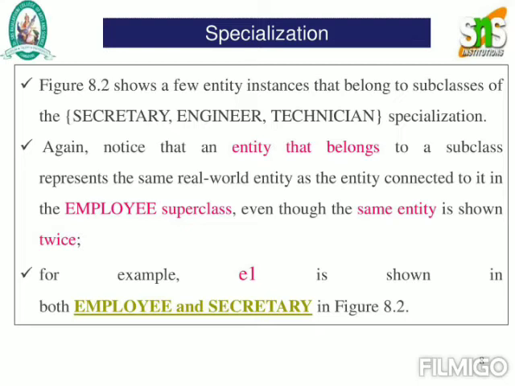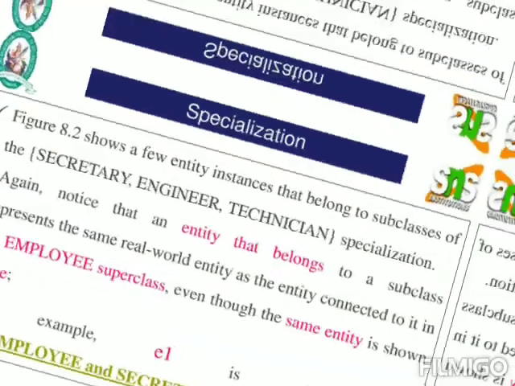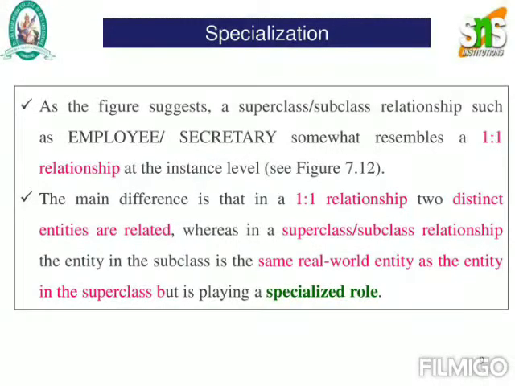The figure also suggests that the superclass/subclass relationship, such as employee/secretary, somewhat resembles a one-to-one relationship. The main difference is that in a one-to-one relationship, two distinct entities are related, whereas in a superclass/subclass relationship, the entity in the subclass is the same real-world entity as the entity in the superclass, but playing a specialized role.